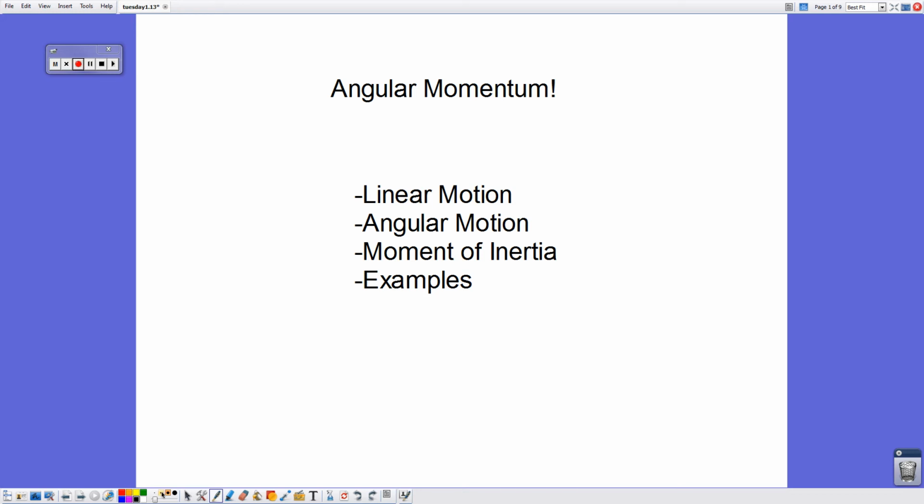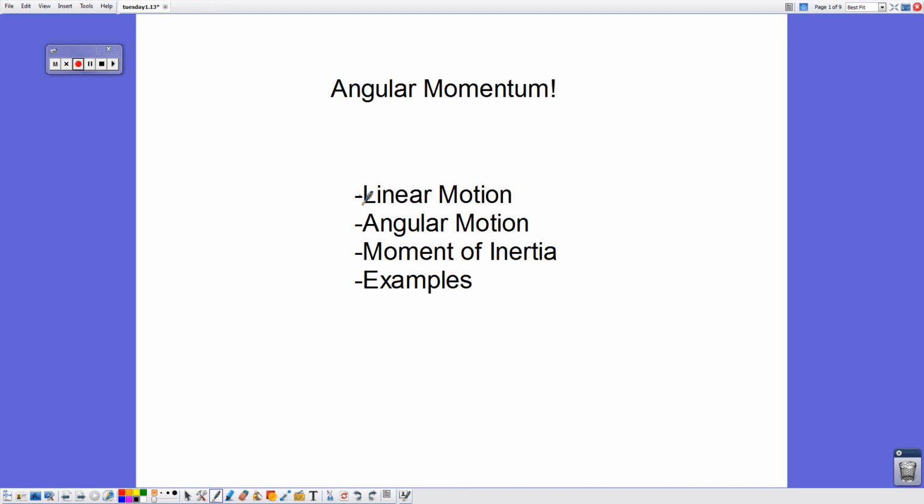Today what we're going to be learning about is something called angular momentum. Now, we have already talked about linear momentum. You heard some lectures from me and from Khan Academy. Angular momentum, as we will find, is pretty much the exact same thing, which means any problem you can do with linear momentum, you can also do with angular momentum, with some complications.